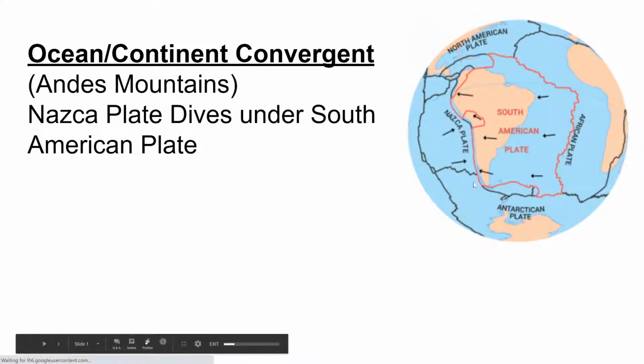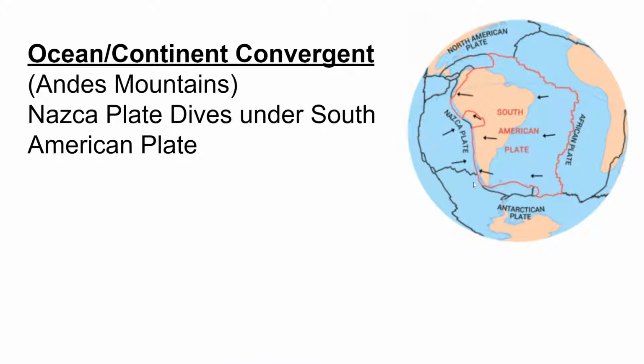All right, so going through all the different kinds of plate boundaries. There's ocean-continent convergent, and this is the example I gave you before. If you look at this picture, the South American plate and the Nazca plate are moving at one another. Guess which one's going to dive? You should know this. The Nazca plate, because it's an ocean plate.